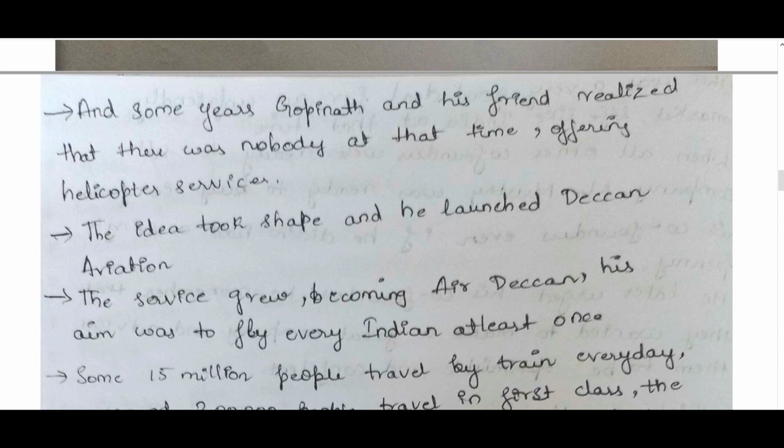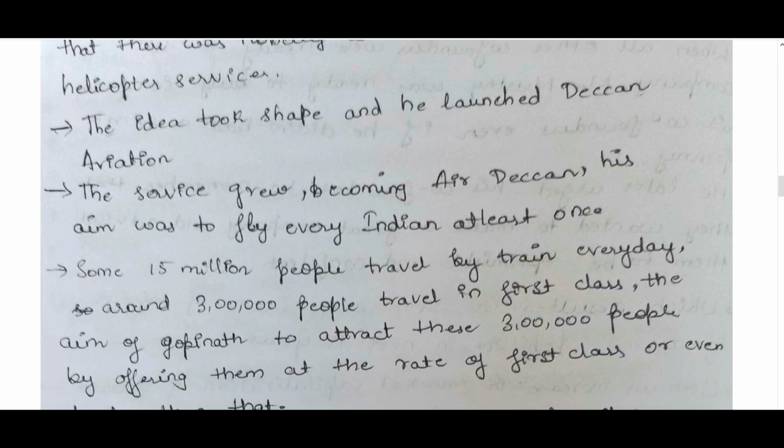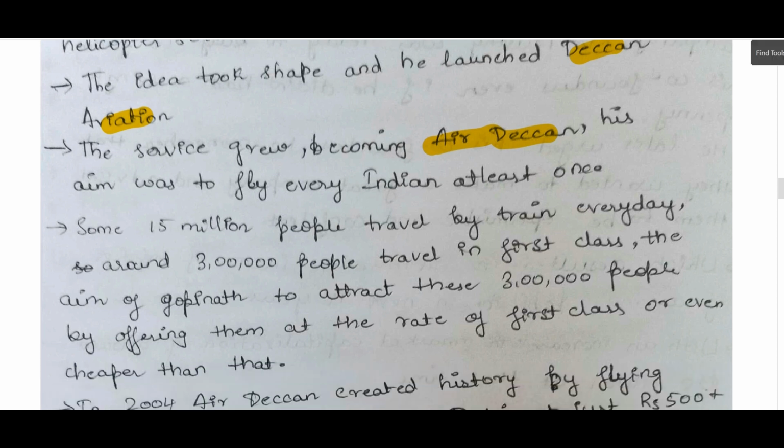After some years, Gopinath and his friends realized that nobody at the time was offering helicopter services. The idea took shape and they launched Deccan Aviation. They initially started to provide helicopter services. The service grew, and Deccan Aviation later became Air Deccan. His aim was to fly every Indian at least once.